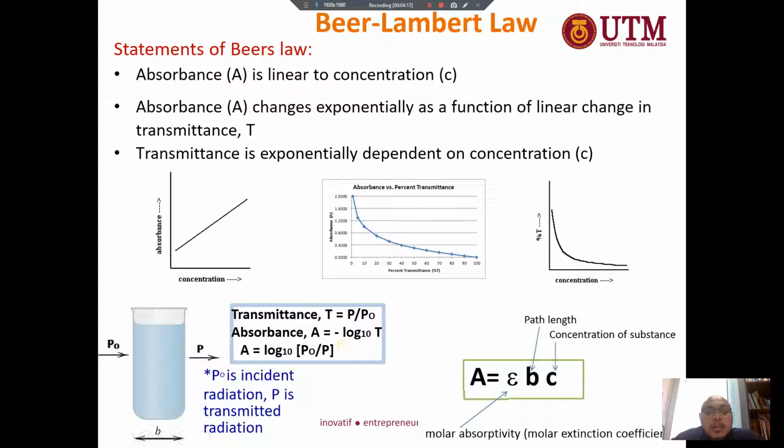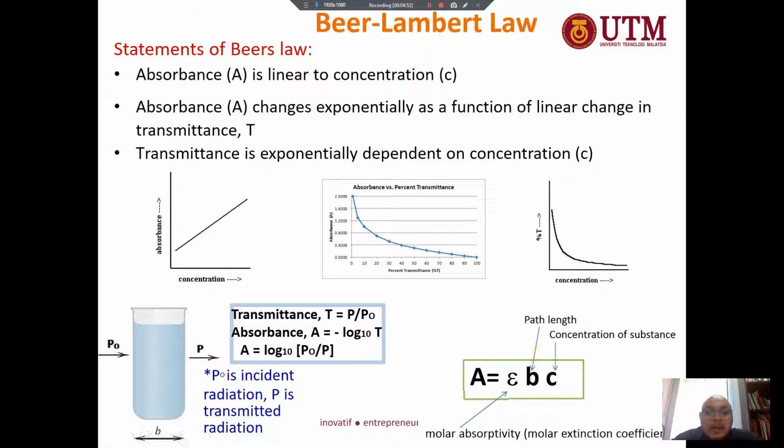In Lambert's law, we can calculate the concentration of the analyte based on the absorbance. So here is the formula: A equals epsilon, the molar absorptivity, times b, the path length, times c, the concentration of the substance. It is a very easy formula, and I hope you guys can remember this.